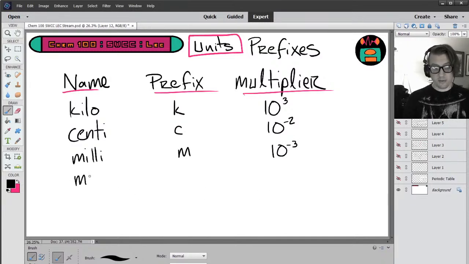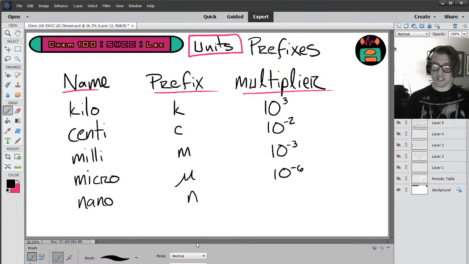The next is micro. Now, micro can't take m because milli already did. So what we did for micro, for the prefix, is we borrowed m from a different alphabet. We took the Greek letter mu. It kind of looks like a squiggly m with a tail. Micro is 10 to the negative 6. The last one that we're going to talk about here is nano. Nano has the prefix abbreviation of a lowercase n, and it is 10 to the negative 9.